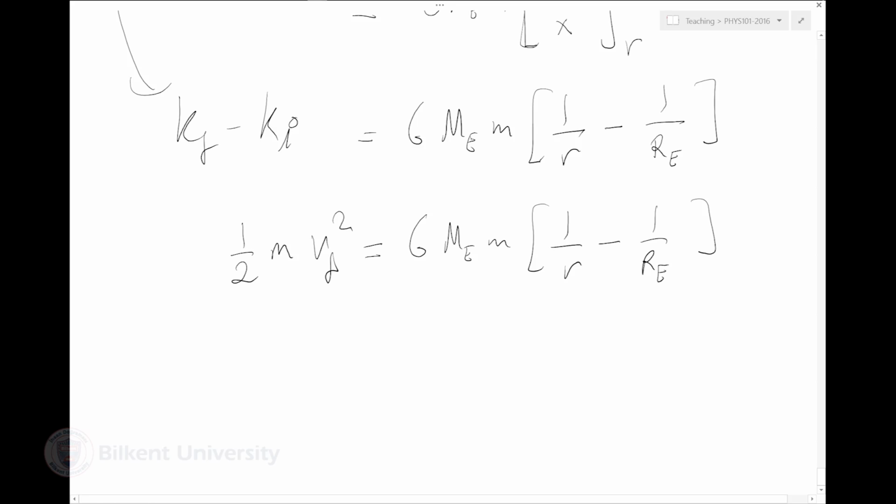Now, here's the question. Is this quantity positive or negative? Is small r larger than r earth? So this whole thing is negative. The other side is positive. So we have done something wrong. What did we do wrong here?